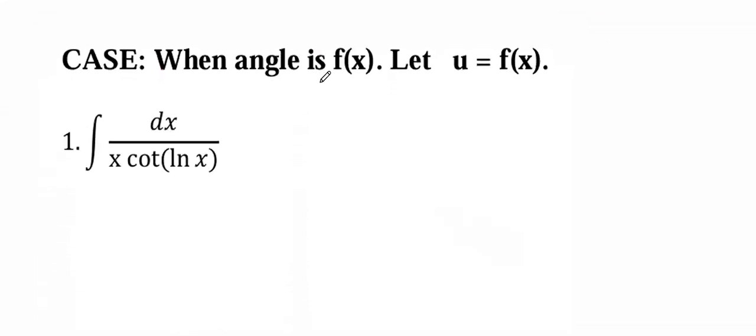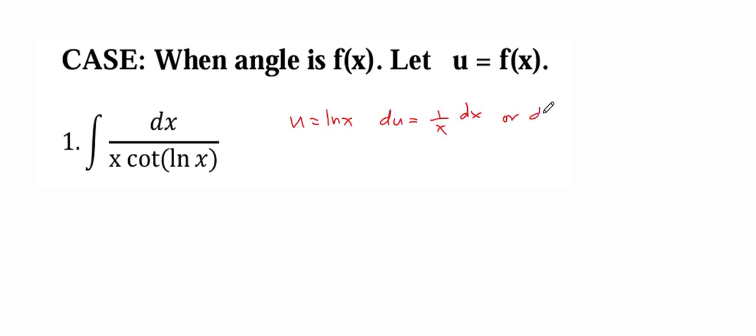Now, when the angle is a function, apply the u technique: let u be the angle. So when the angle is a function, we let u be the angle. So take note of this. For example, the angle of cotangent is ln of x. So let us let u be ln of x. So at least it is just cotangent of u. So our du would be 1 over x dx.